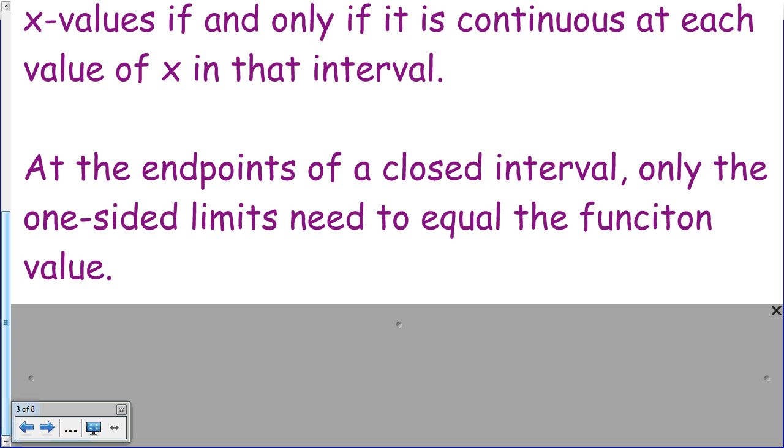So at the endpoints of a closed interval, only the one-sided limits need to equal the function value. And we'll talk a little bit more about one-sided limits. That was part of our objective here. But if you recall, when we talked about finding limits graphically, you had to consider both what was happening from the left side as well as the right side on that graph in order to determine the limit.